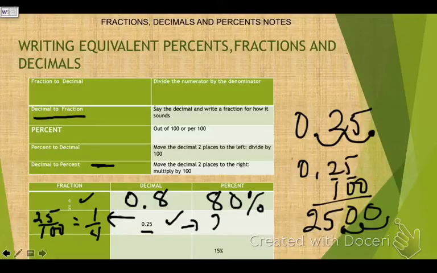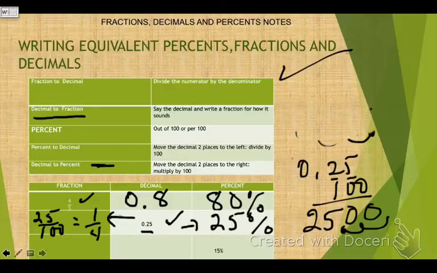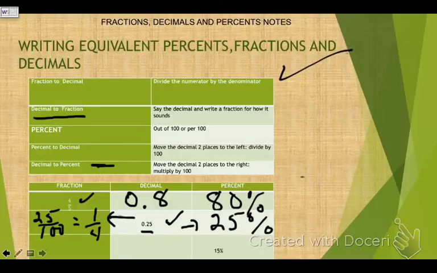But now I have to remember to write it as a percent. Okay? I hope that makes sense. Again, just follow this chart right here. It'll make your day better. Just like my day is better after I'm done exercising the day before.